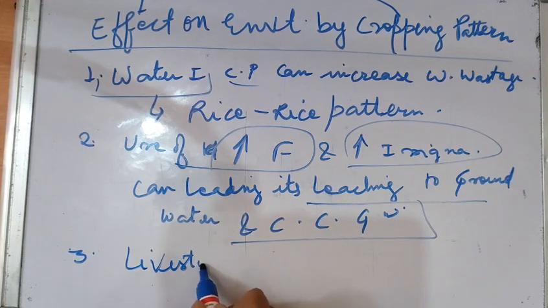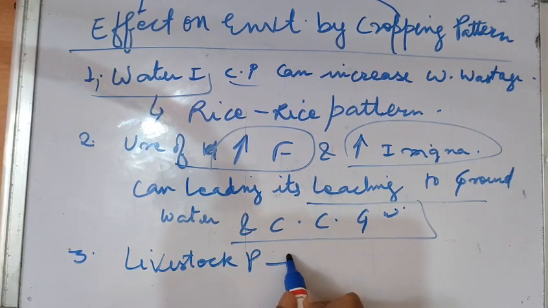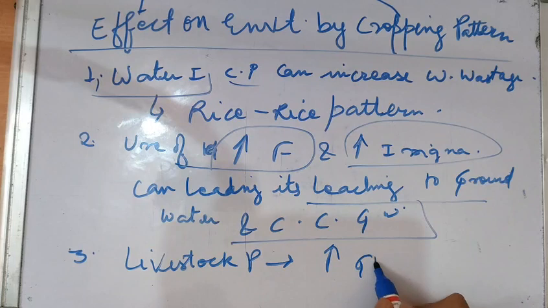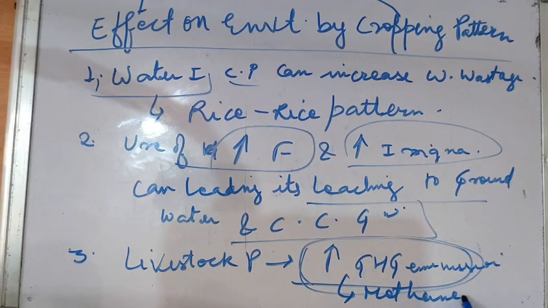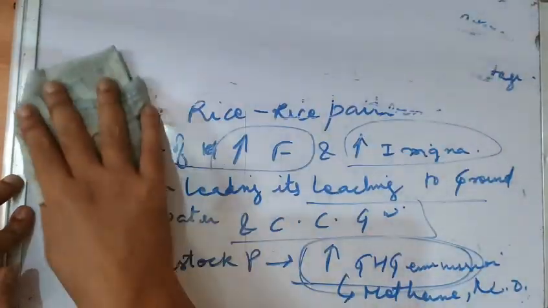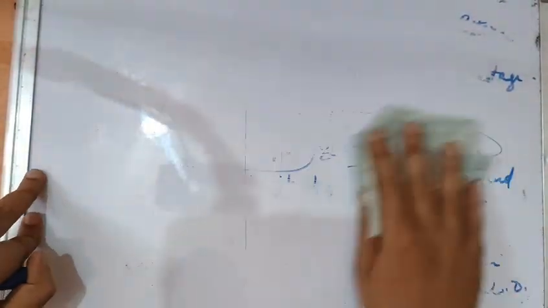Moving on, next we can write livestock production. Cropping pattern with livestock production leads to high GHG emissions. These are the major anthropogenic sources of GHG, major non-human sources of GHG, which we can say methane, and you can say nitrous oxide. So these are the effects on environment by cropping pattern.